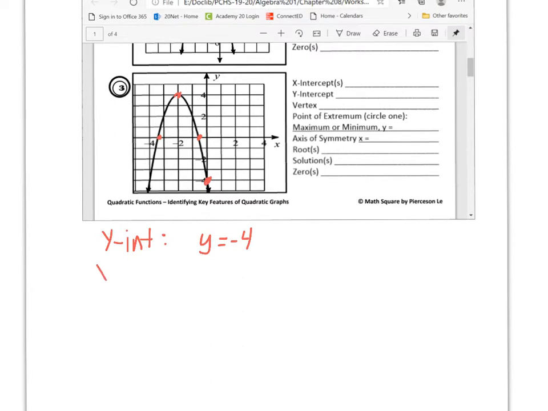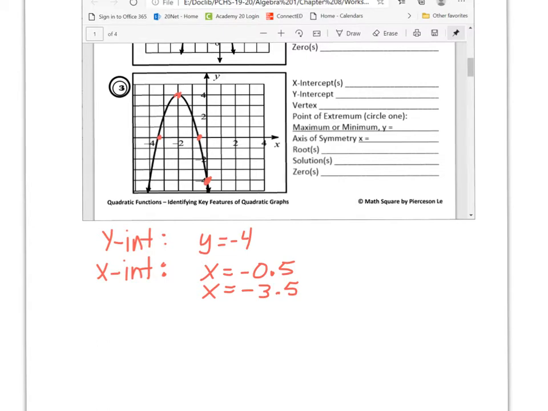Next, we're going to look at the x-intercepts. Our x-intercepts, well, you can see that they're kind of in between. When they're in between like that, the best thing to do is assume that they're halfway between two different points. So it looks to me like it's negative 0.5 and then negative 3.5. And I can write that as x equals negative 0.5 and x equals negative 3.5. All right, so far so good.